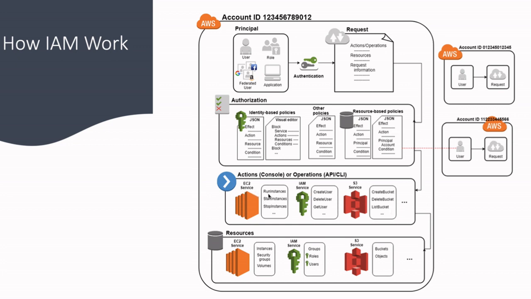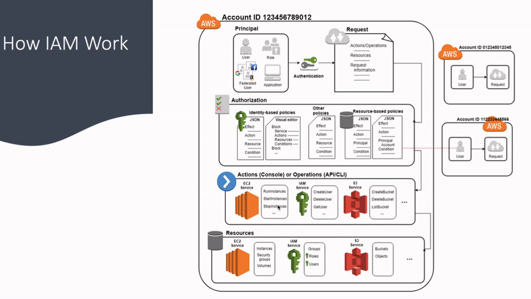You see here EC2 service, you can either run an instance, start an instance, stop an instance. And for IAM, the action could be you want to create a new user, you want to delete a user, you want to get a user's details. For S3 it could be you want to create a bucket or delete a bucket. Now those actions are performed. Depending on the actions, resources are either created or updated or deleted. So this is basically how AWS IAM works.